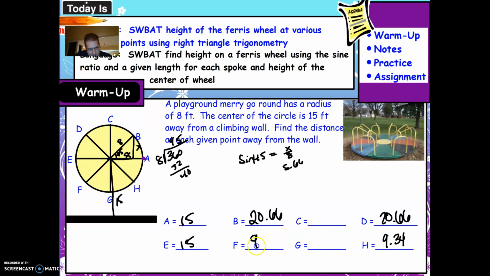9.34 goes here, and 9.34 goes here, because F and H have the exact same height, which only leaves me with C and G, which I could have done first, but I decided to do them last. The center height is 15. You add another 8. That's pretty easy. Simple math. All you have to do is add those two together, and you get 23 for C. And 15 minus 8 gives you a difference of 7. So there's your lowest point, and there's your highest point. There's no reason to do sine and cosine, because you know what this sprocket's length is. You don't need to calculate it.